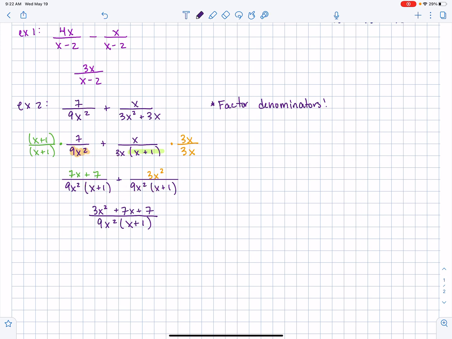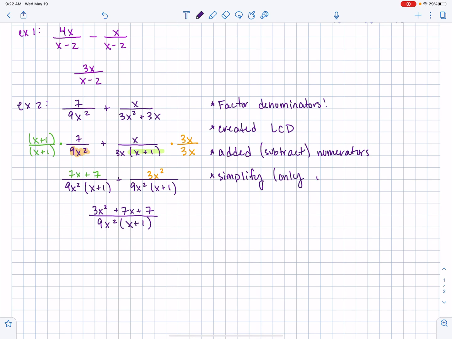So let's go back to these steps. We factored our denominators, we then created our least common denominators by multiplying by our least common multiple. We then added, of course, sometimes you want to subtract, numerators, and then if need be, simplify, but only if needed. And don't forget that when you simplify, you would have to state your domain.